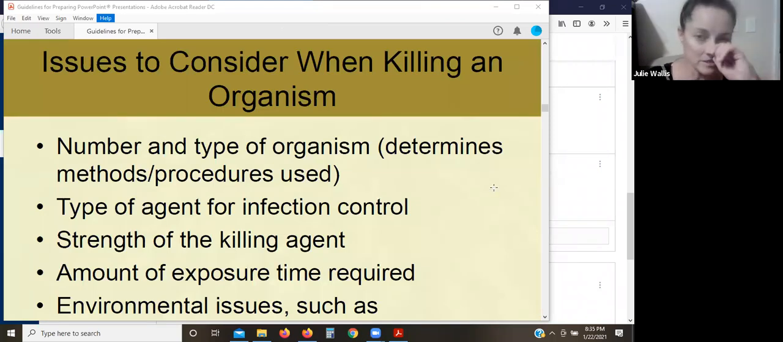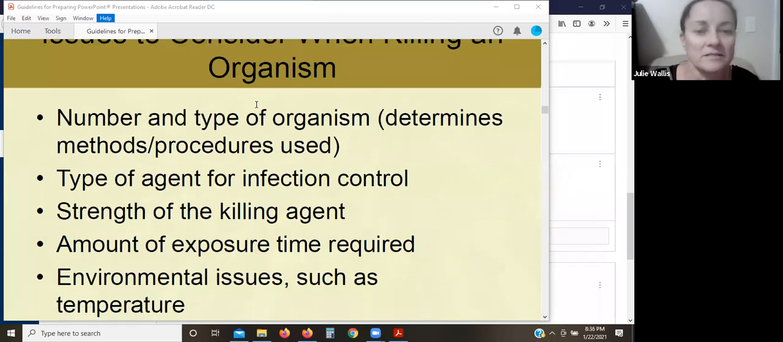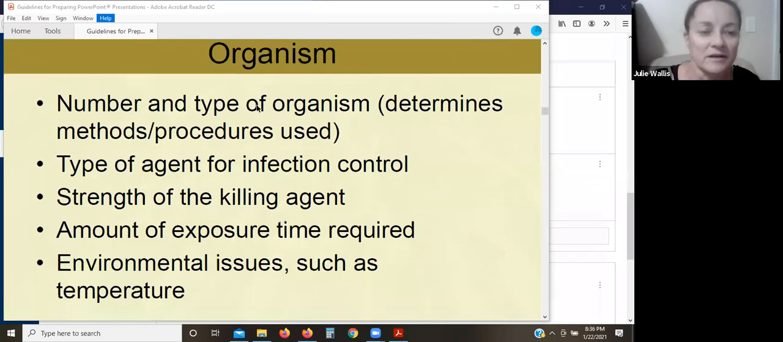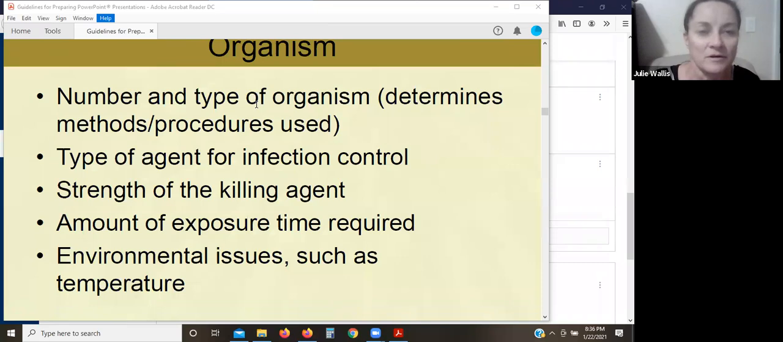All right, issues to consider when killing an organism. We went through this morning in the tutoring and study guide review, but this is one of the items that you needed to know for the study guide. So this is knowing the things that are important in order to determine what's the correct method to use for antimicrobial action. So number and type of organism.